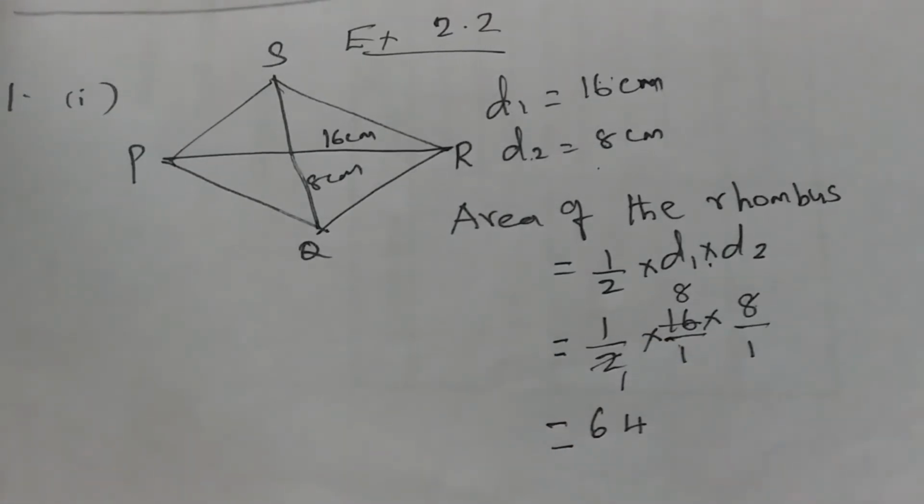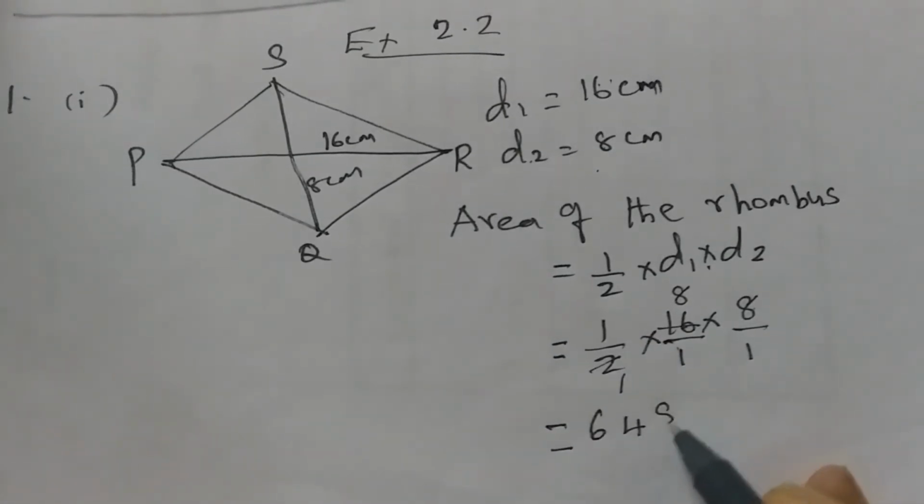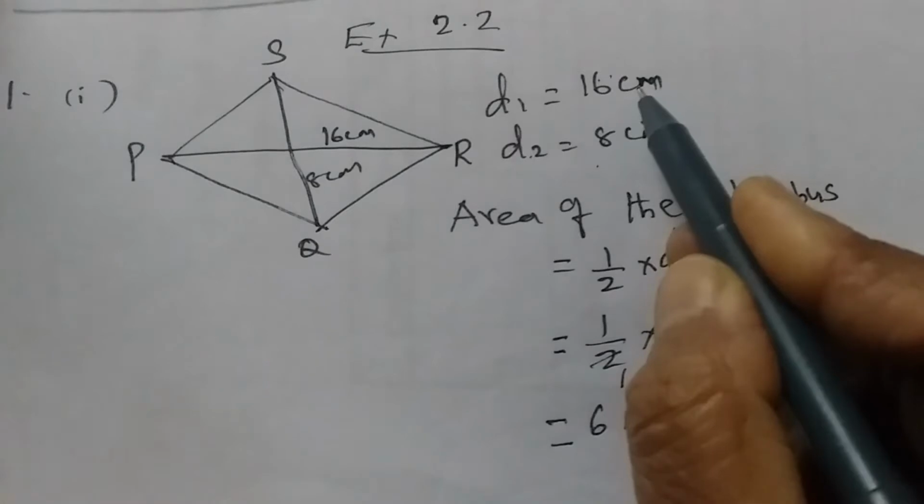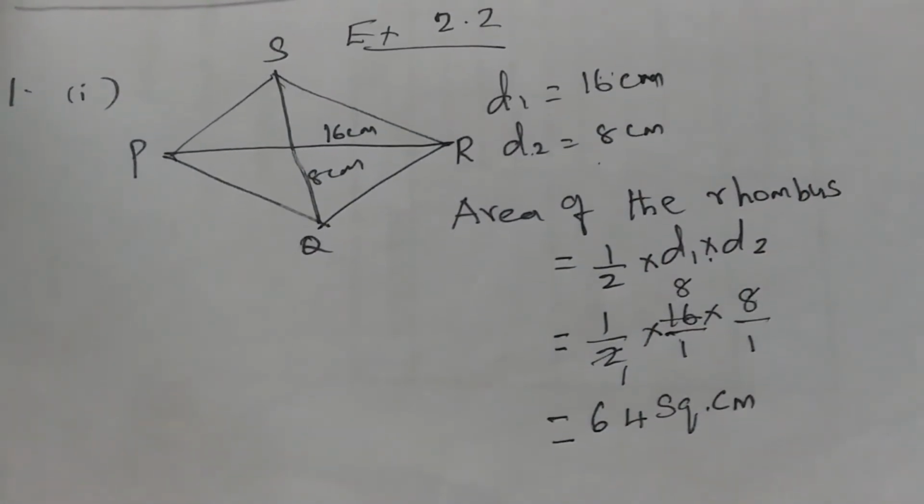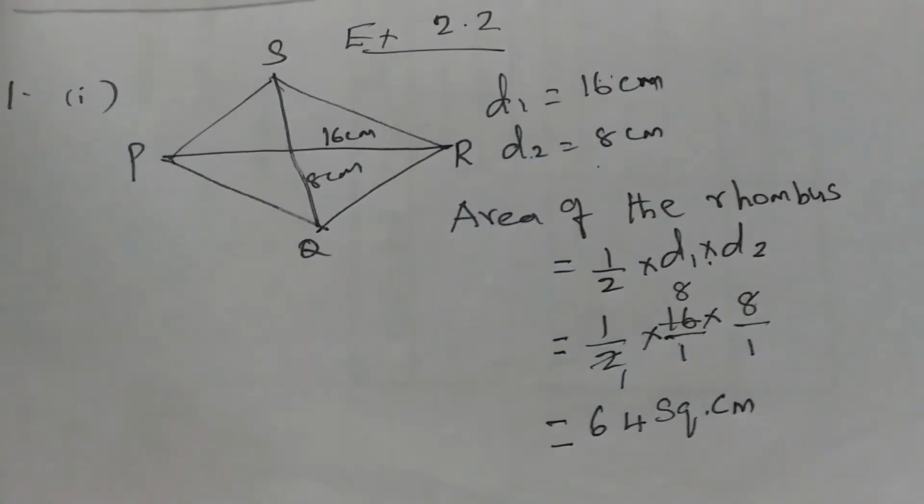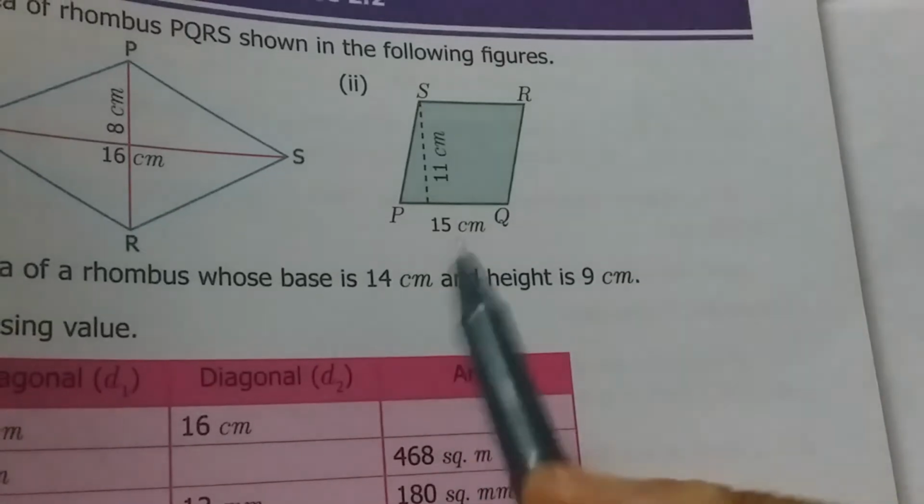What is the unit of area? It is square units. So we write square, and what is the length given? It is given in centimeter. So 64 square centimeter is the area of this rhombus. Got it? Now look at the second one.